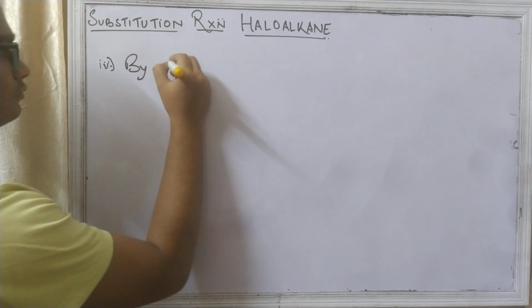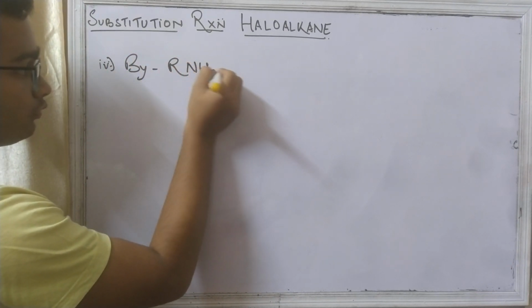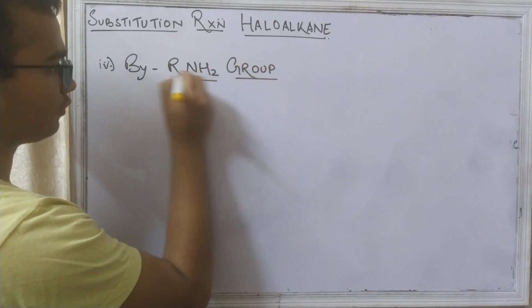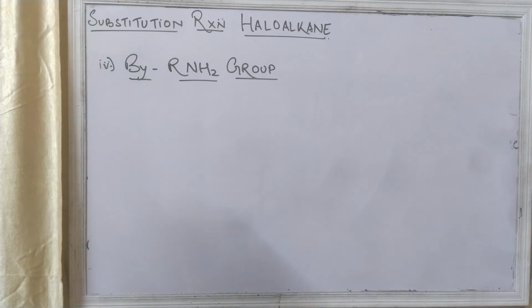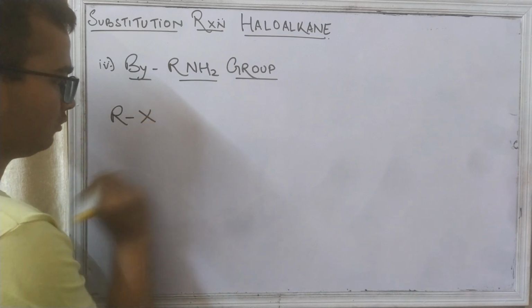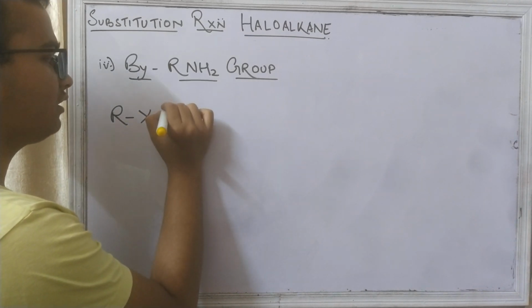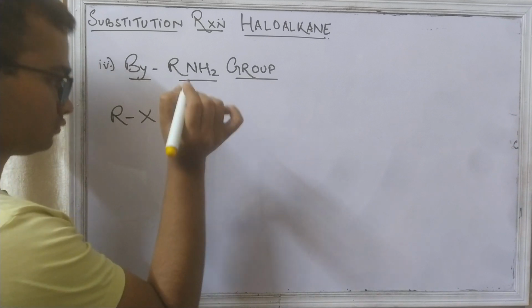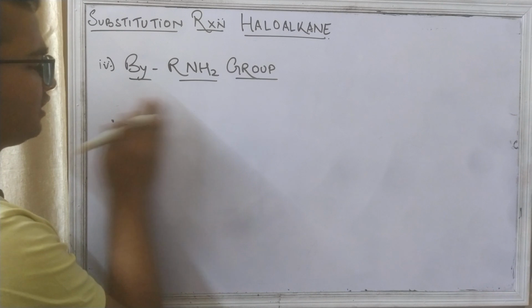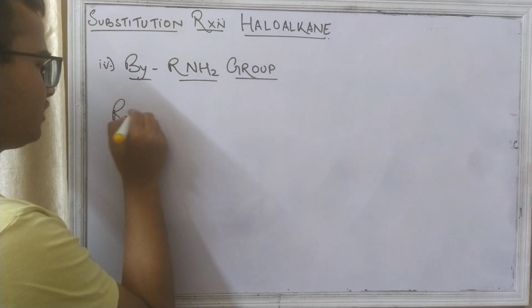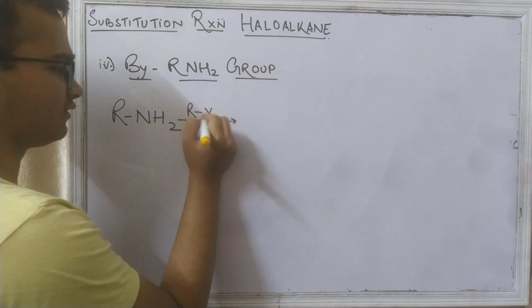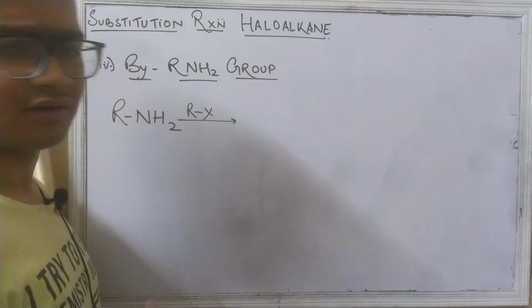Substitution by the RNH2 group. So let's see what's happening here. You take any RX, I'm just giving the layout, and you treat it with RNH2. Okay, now what's happening here? Let's not take RX, let's take RNH2. It will be easier for us to understand, and you treat it with RX. The thing is the same, but this way it is easier to understand.